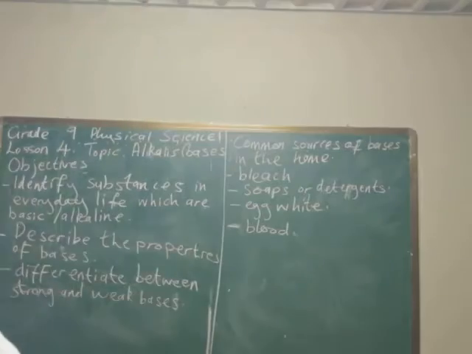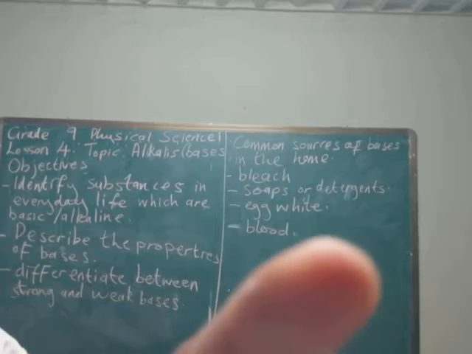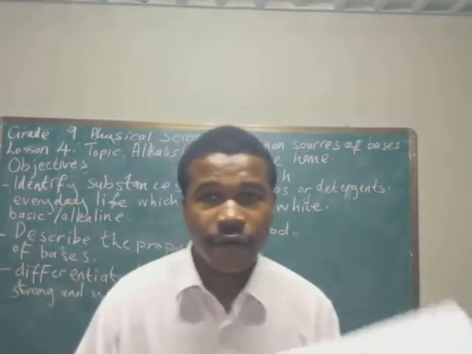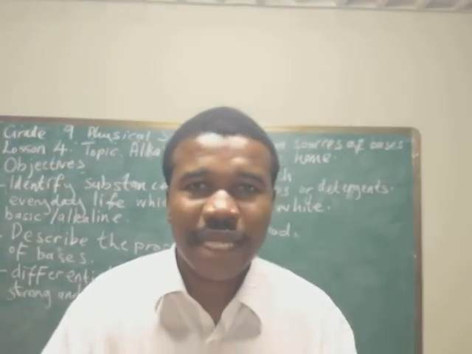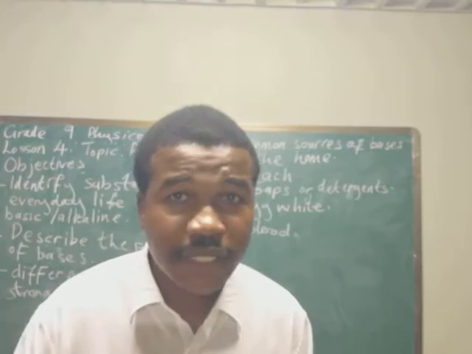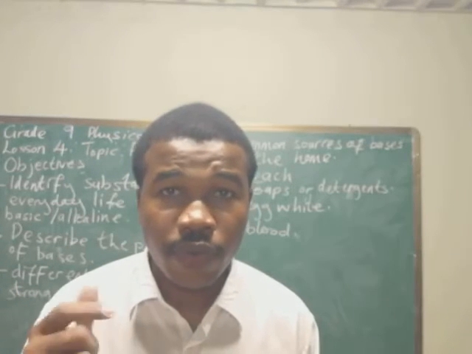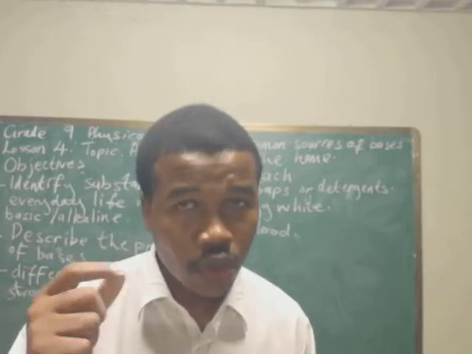We also have egg white, and then we also have blood. Egg white, do you know what egg white is? If you break an egg, there is the yolk, and then there is almost like the cytoplasm that surrounds it. That egg white is basically what we refer to as being basic. So that substance is also basic.